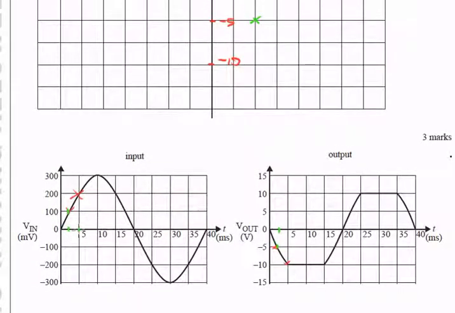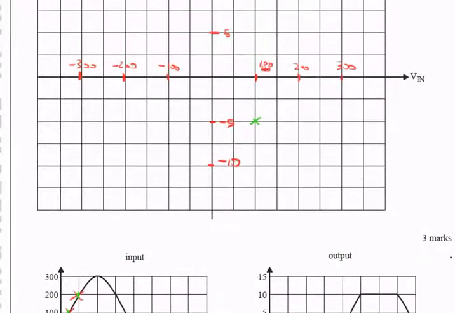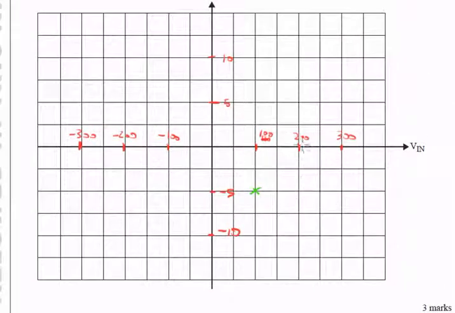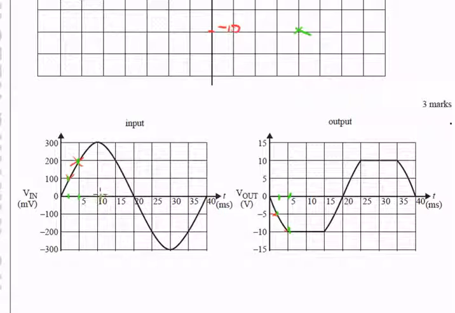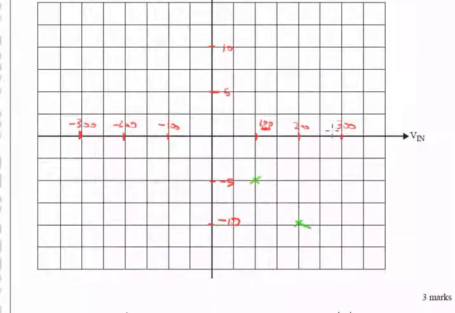At 5 milliseconds on the graph, we've got 200 millivolts. At 5 milliseconds on the graph, we've got minus 10. So 200 millivolts turns into minus 10. At 10 milliseconds on the graph, we have this 300 millivolts, and we have still minus 10. This is where it gets clipped. So 300 turns into minus 10 as well.